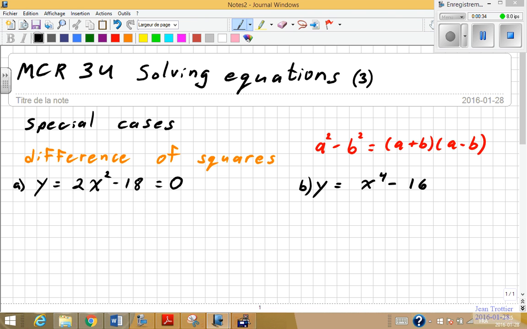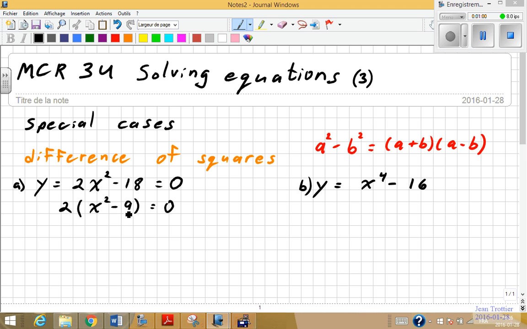So we start with the first expression, 2x squared minus 18. Okay, I don't see any squares in there, but I do see a common factor, which would be the number 2. So don't forget to always do your common factor if possible. So here we've got 2. First term divided by 2 is x squared. Second term divided by 2 is 9. And that equals 0.